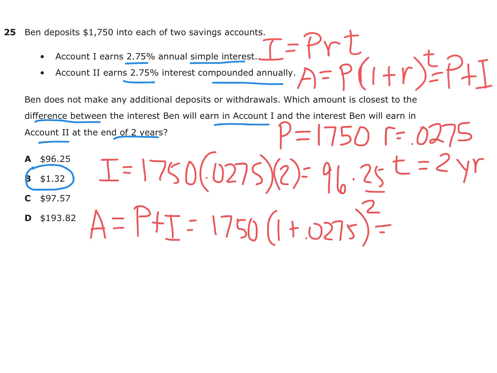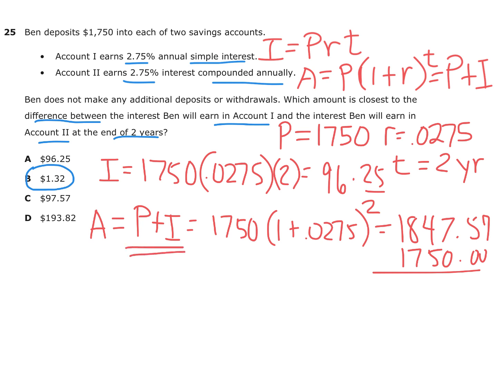if you use your calculator, multiply this out, you're going to have $1,847.57. And remember that we have to subtract the principal amount, which was $1,750, so that we can get the interest. Because remember, the A that's being calculated is principal plus interest, so we have to subtract the $1,750. And when we do that, you're going to get $97.57.